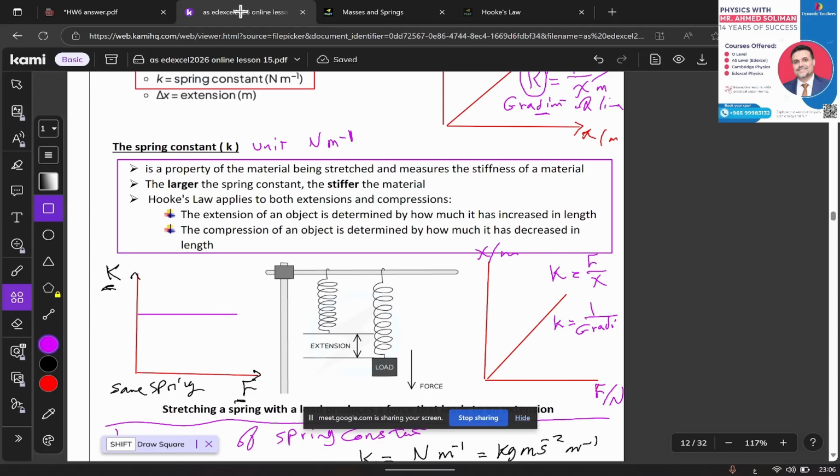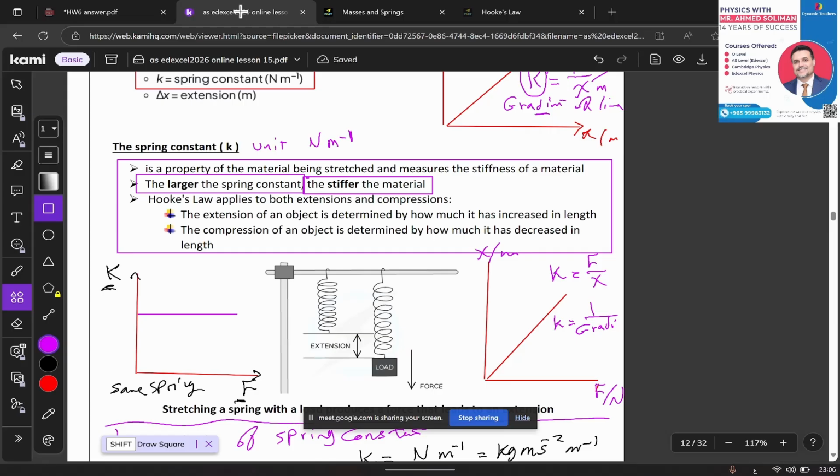The larger the spring constant, the stiffer. So a large constant means a stiffer material. Okay? Hooke's law applies to both extension and compression. Okay?